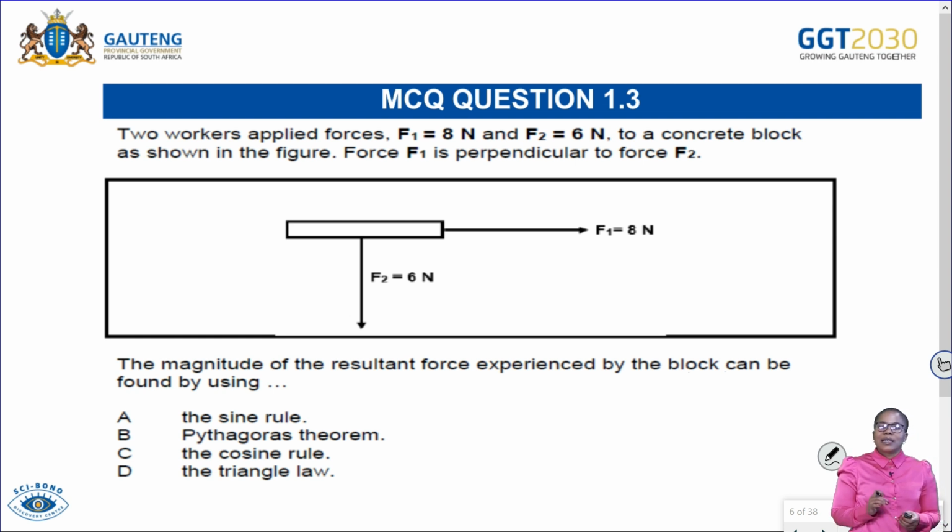Now, the magnitude of the resultant force experienced by the block can be found by using, is it the sine rule? Is it the Pythagoras theorem? Is it the cosine rule? Or is it the triangle law? From the possible answers provided, we can tell that we haven't talked about the sine rule, the cosine rule or the triangle rule. So the one that will apply is your Pythagoras theorem. So the correct answer in this case is B.